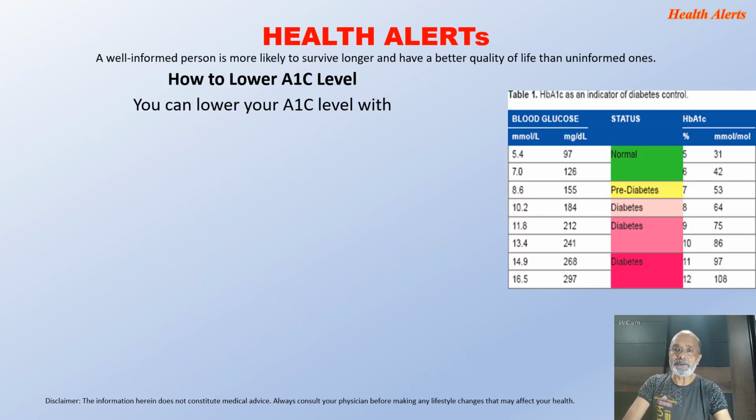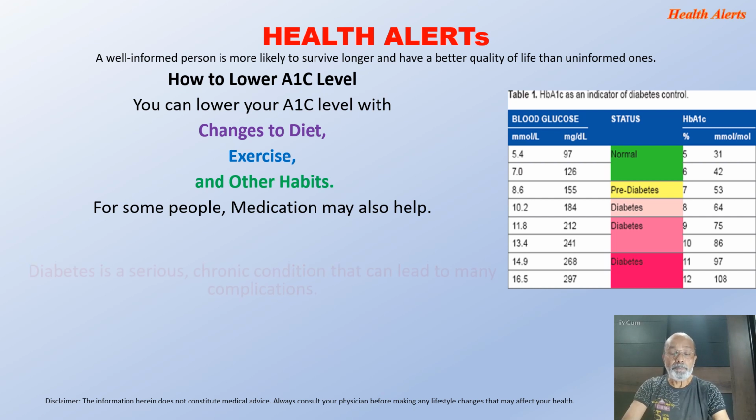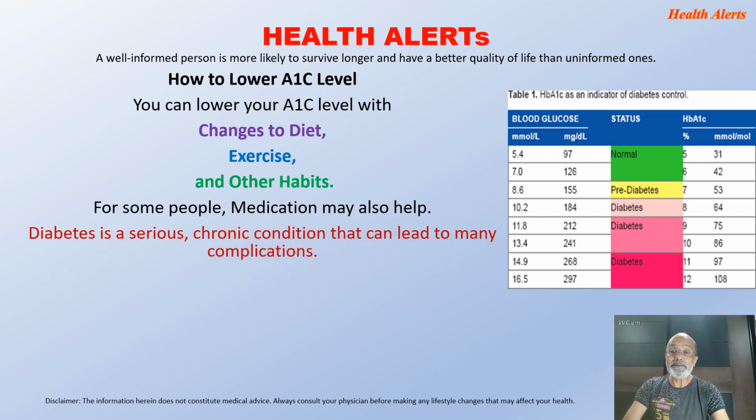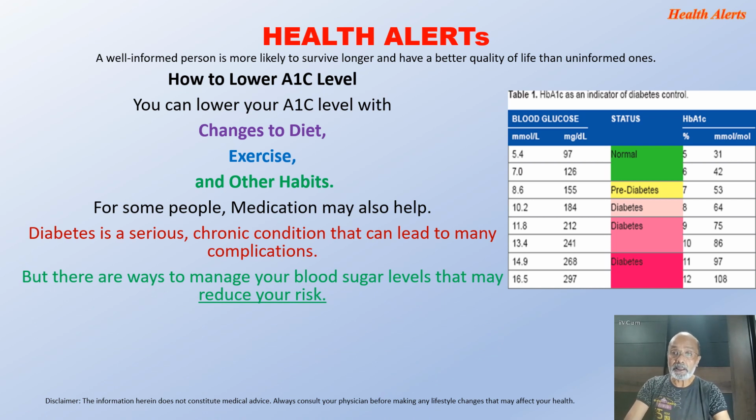How to lower A1C level? You can lower your A1C level with changes to diet, exercise, and other habits. For some people, medication may also help. Diabetes is a serious chronic condition that can lead to many complications, but there are ways to manage your blood sugar level that may reduce your risk.